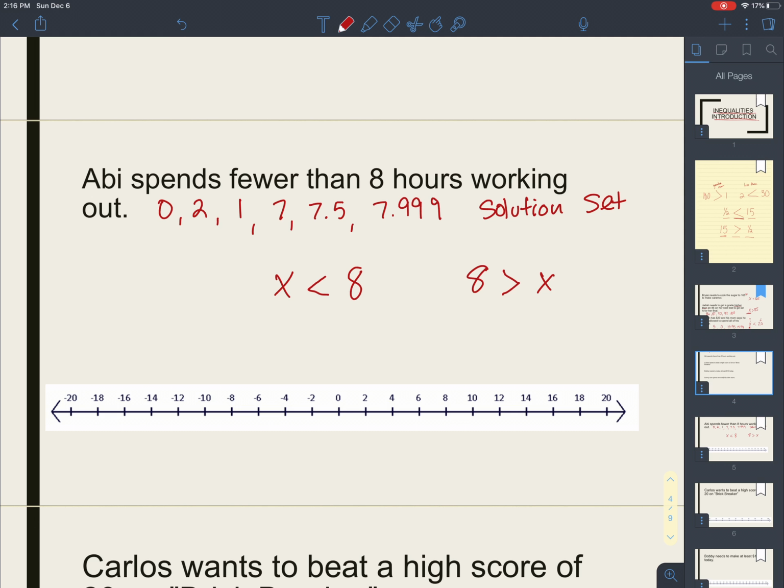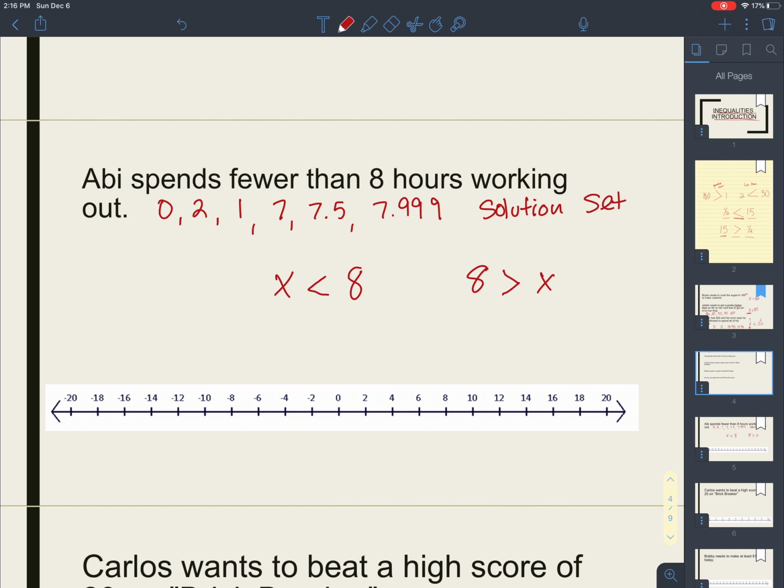Now, when we want to graph that on the number line, it used to be we could just say, oh, okay, 8, and put a dot. However, we're talking about all the numbers that are smaller than 8. So any number that's smaller than 8. So what I could do is graph some of our solutions.